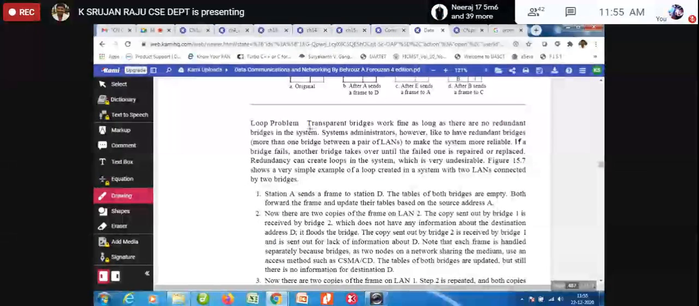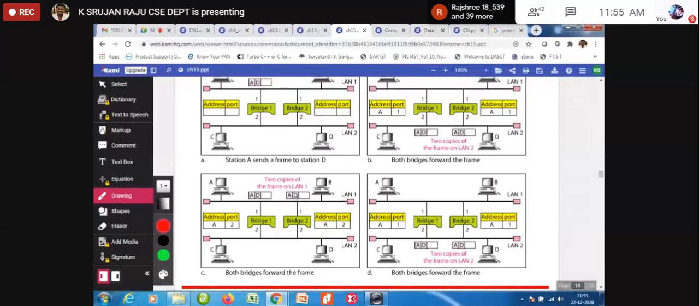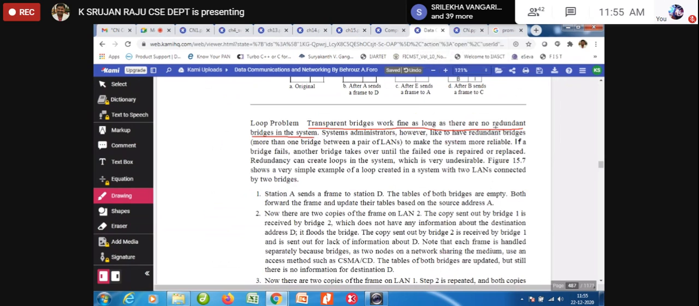Transparent bridges work fine as long as there are no redundant bridges in the system. Dear friends, to connect these two networks, one bridge is enough. Why do we need two bridges? Anyone can tell me? We don't require it, but we have taken it as an example. However, system administrators like to have redundant bridges. Why? If one bridge fails, another bridge will be there.